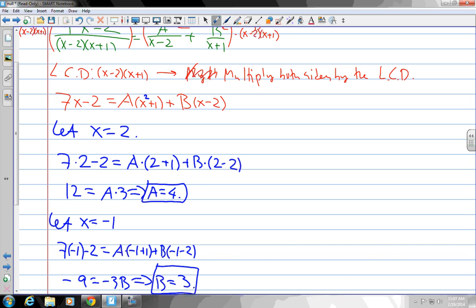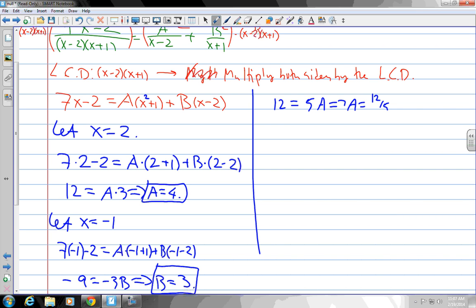So let's say you put 2 for x, right? So you find A. Let's do this: let's put 2 for B, 2 for x. So what do we get? We get 12 equals 5A, right? So A equals 12 over 5. That's something I'll do.